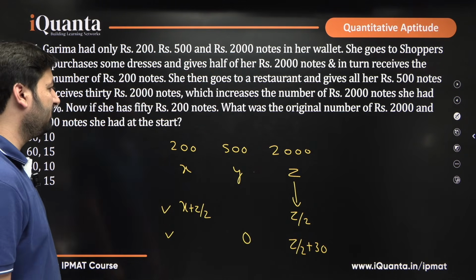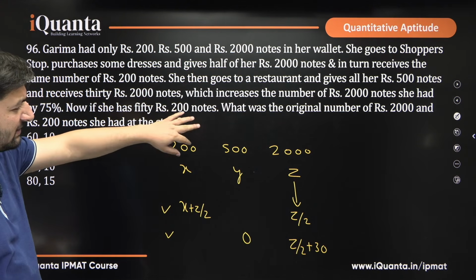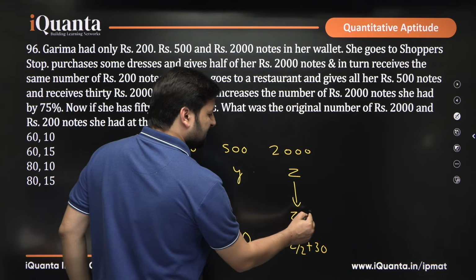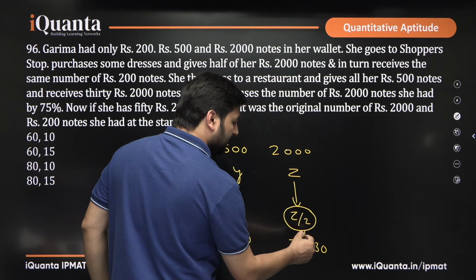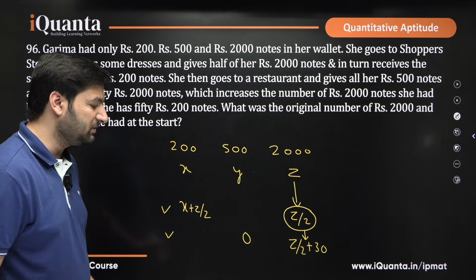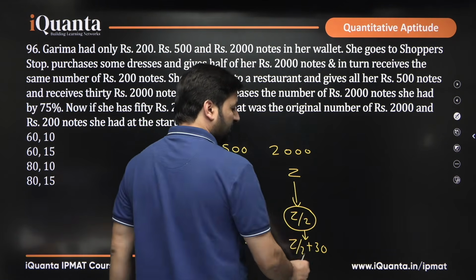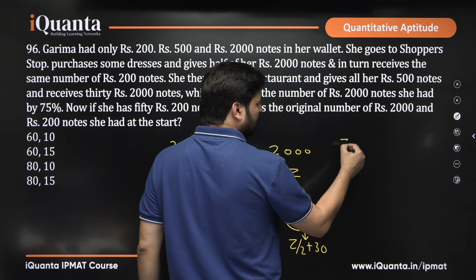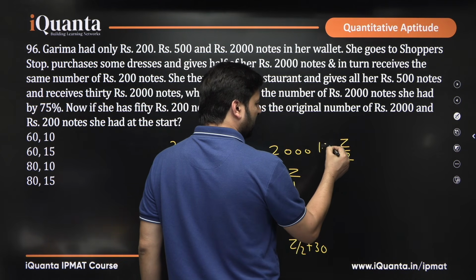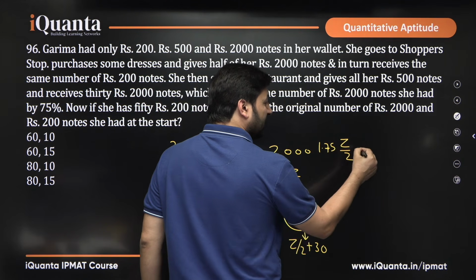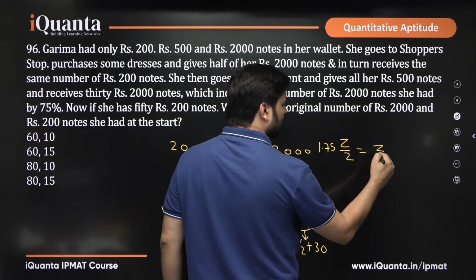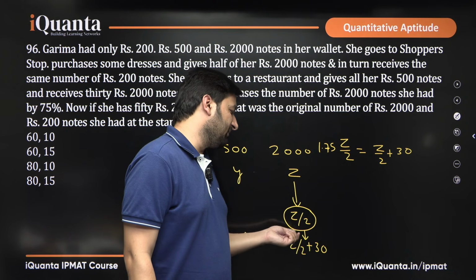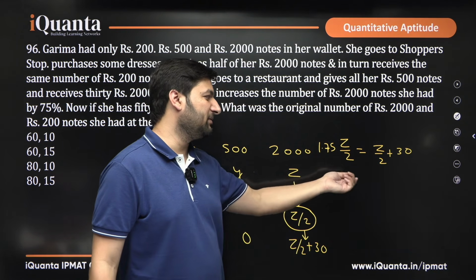This is the updated number of them, which increases the number of 2000 notes she had by 75%. She had these many notes, and this is the number of new 2000 rupee notes, increased by 1.75. So, that means Z by 2 is increasing by 75%. If you increase some quantity by 75%, you multiply it with 1.75. Yes or no? The notes she had earlier got increased by 75% and became the new number of notes.